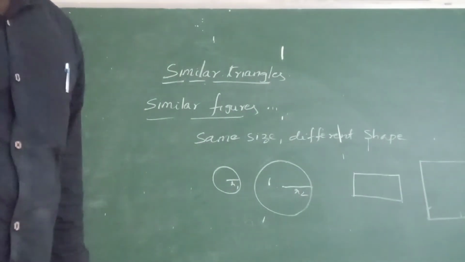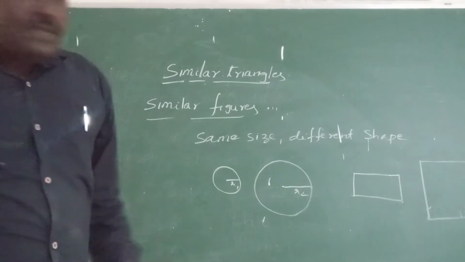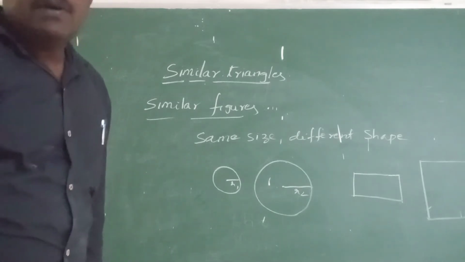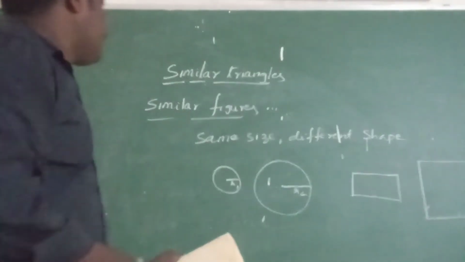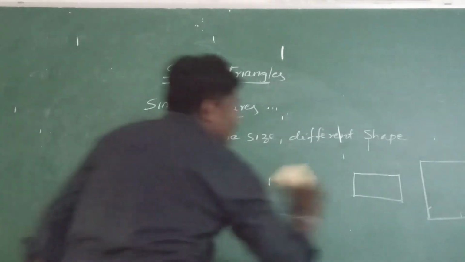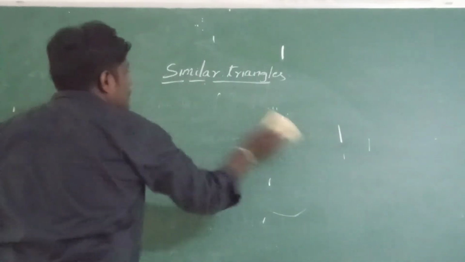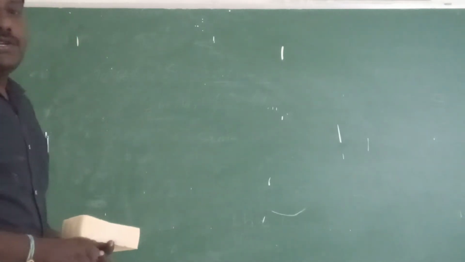All congruent figures are always similar, but all similar figures need not be congruent.